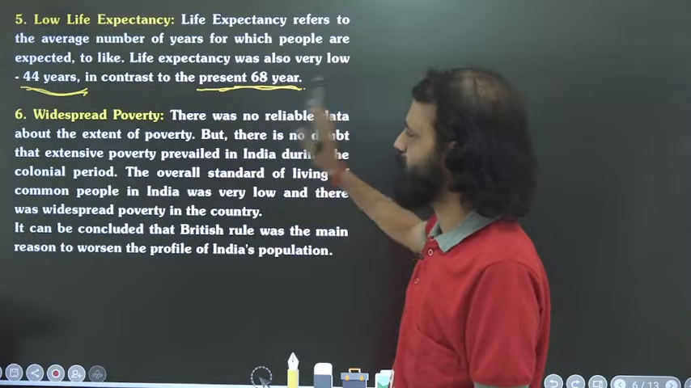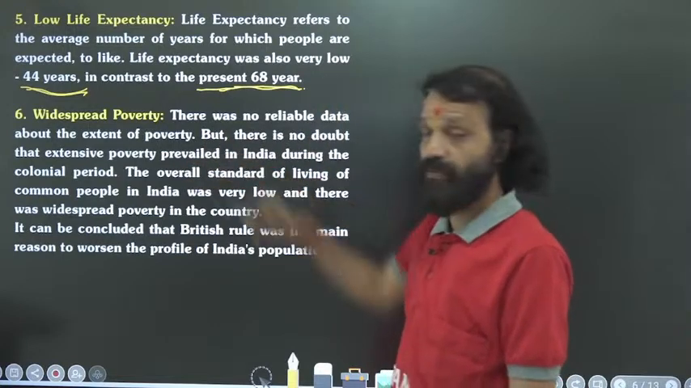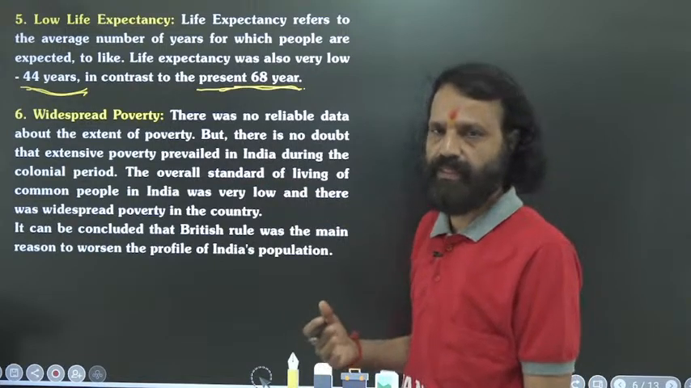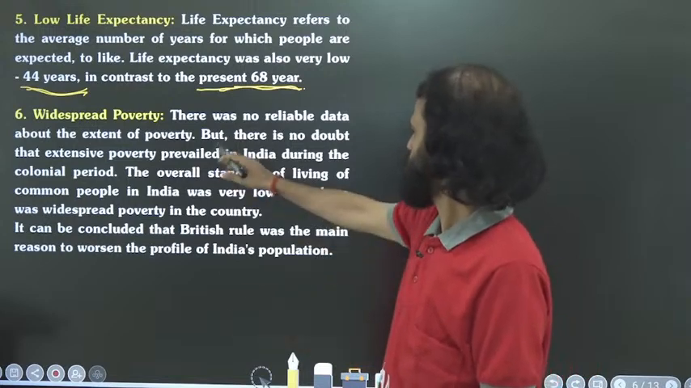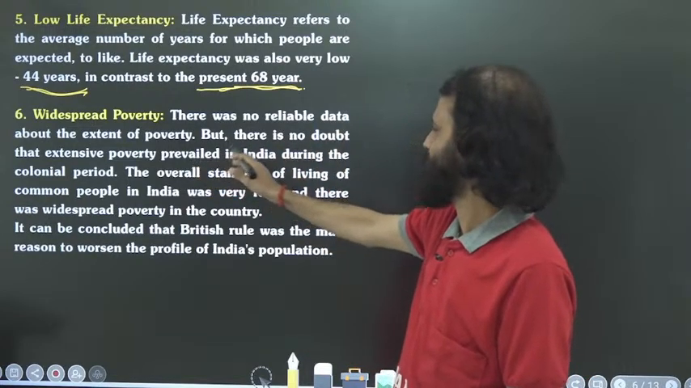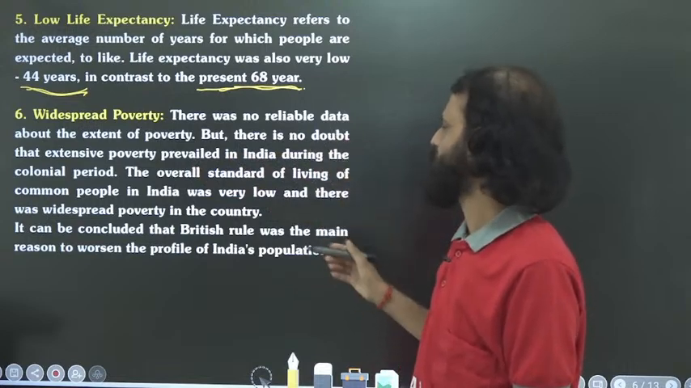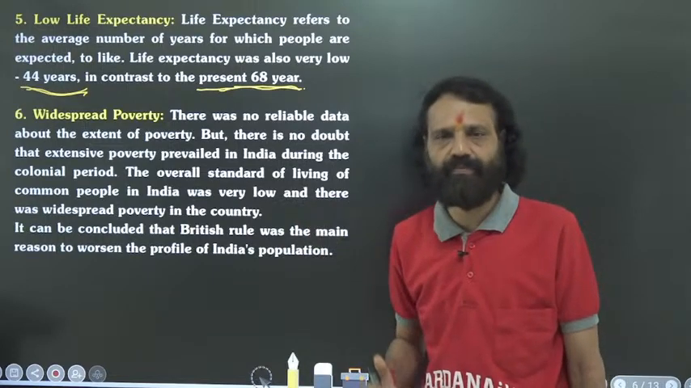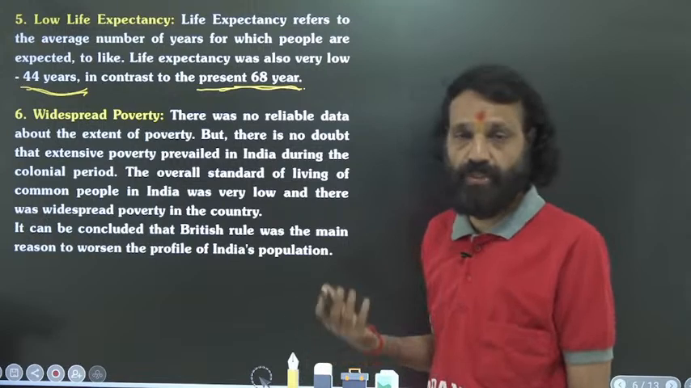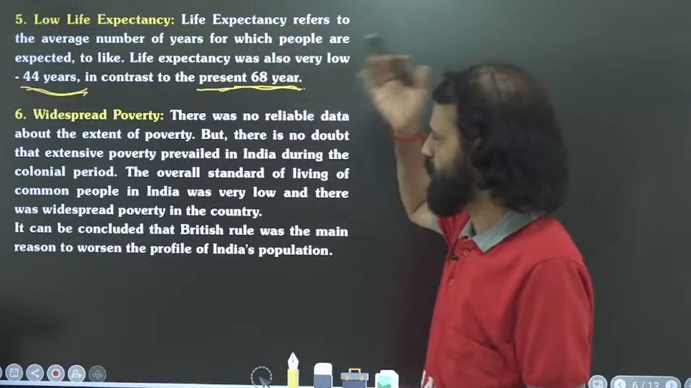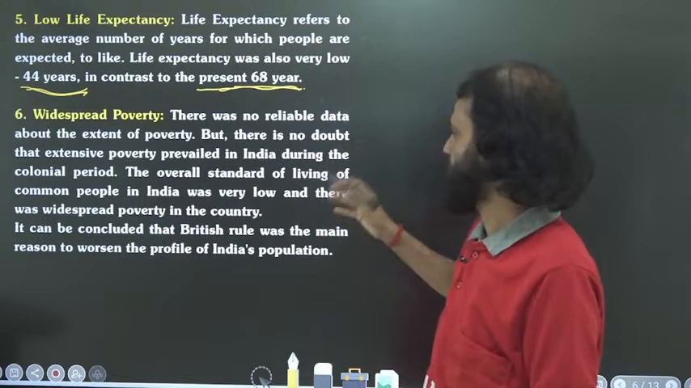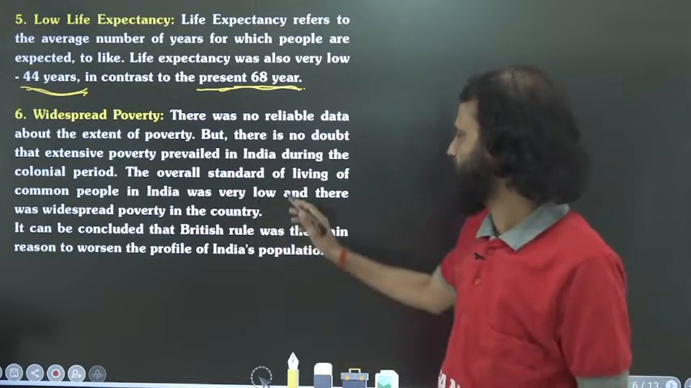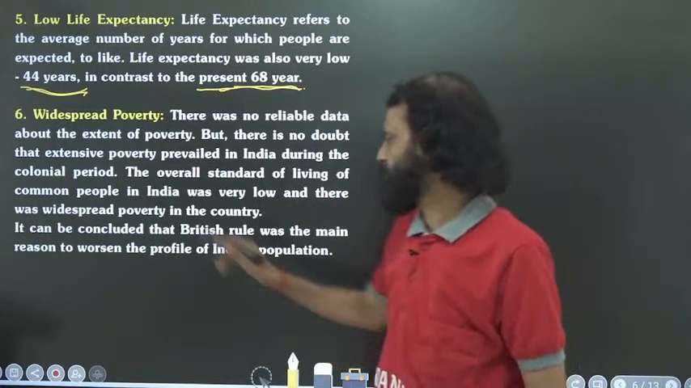There was no reliable data about the extent of poverty, but there were many famines in India when Britishers ruled, especially the Bengal famine, which is very famous. There is no doubt that extensive poverty prevailed in India during the colonial period. The standard of living was very low. There were no good schools, no good hospitals, and not enough food.